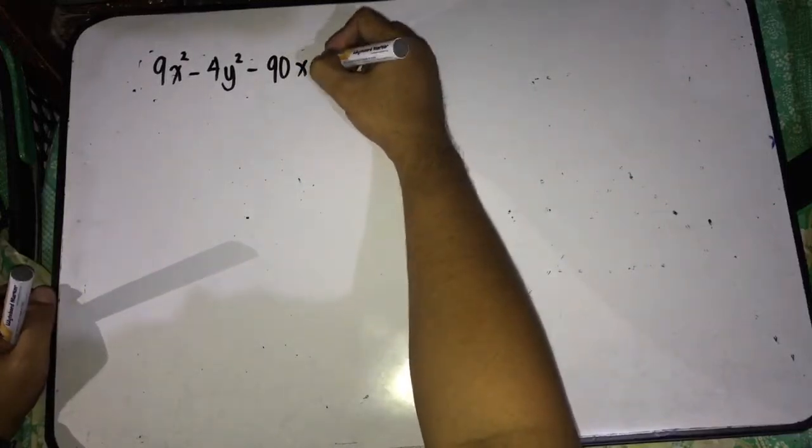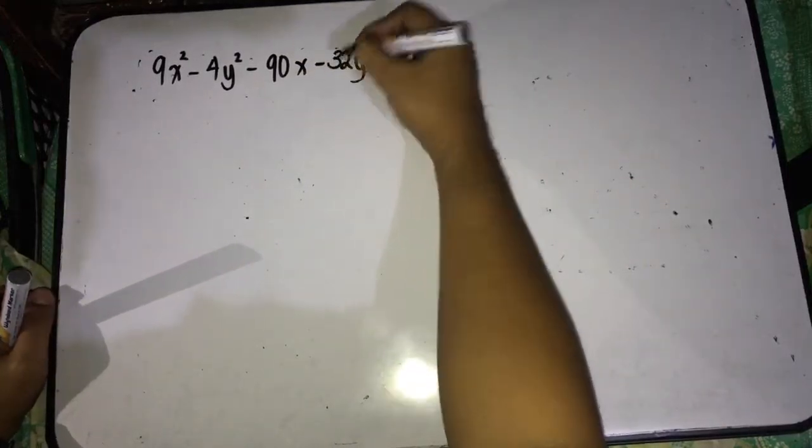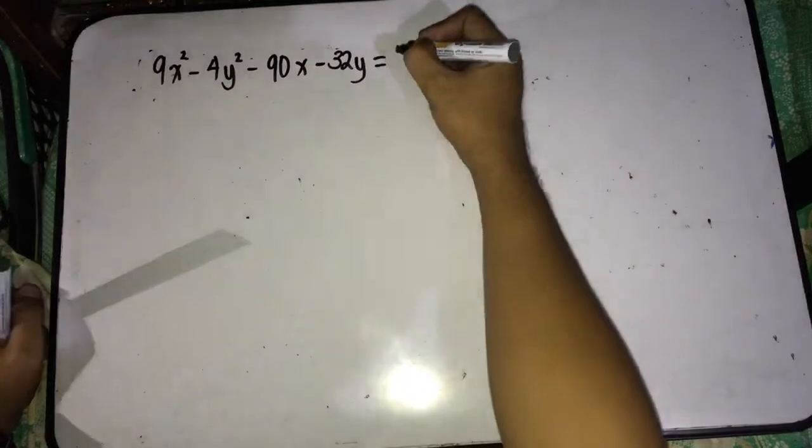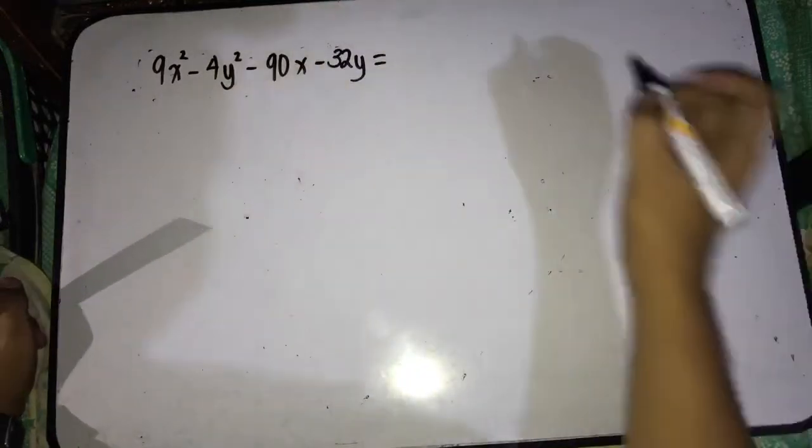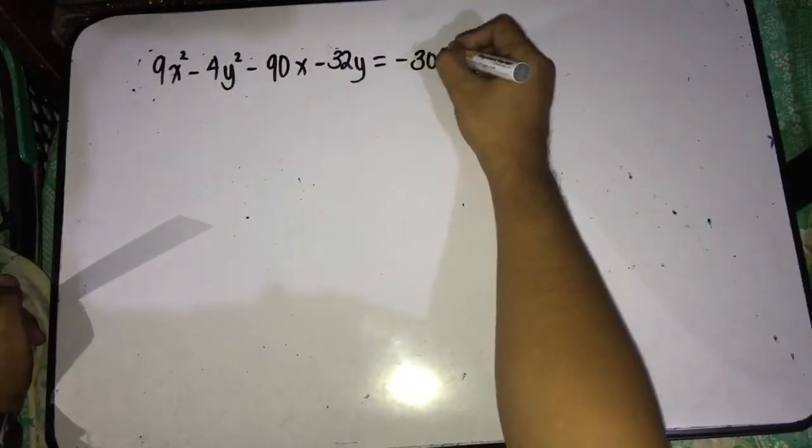What if we're now given an example wherein the center is not anymore located at the origin, and we are given another equation and we need to complete the square? So our given is 9x squared minus 4y squared minus 90x minus 32y is equal to negative 305.